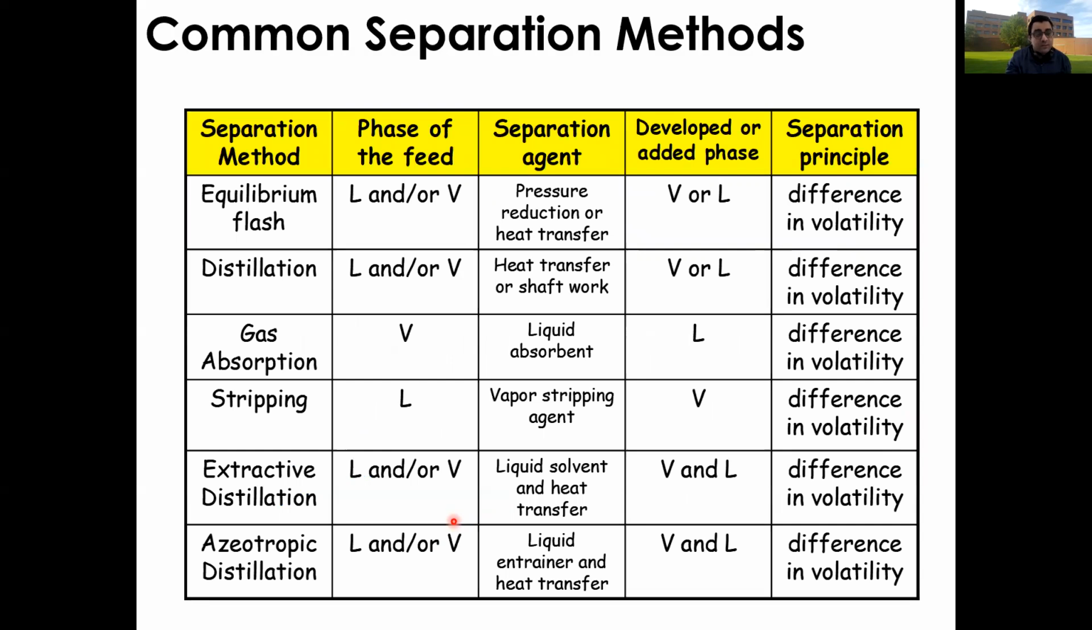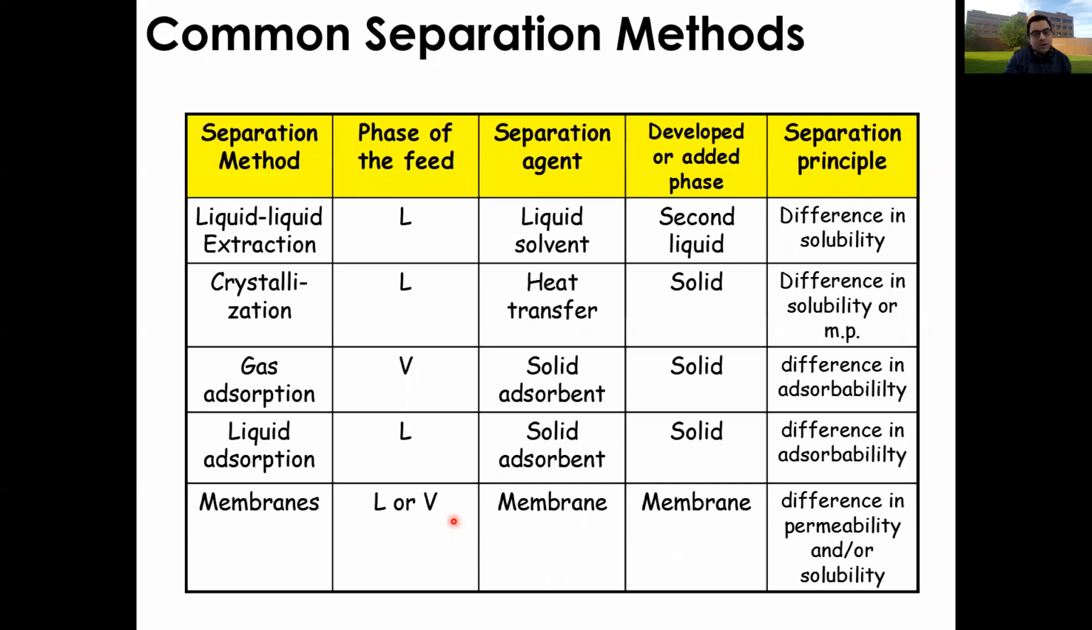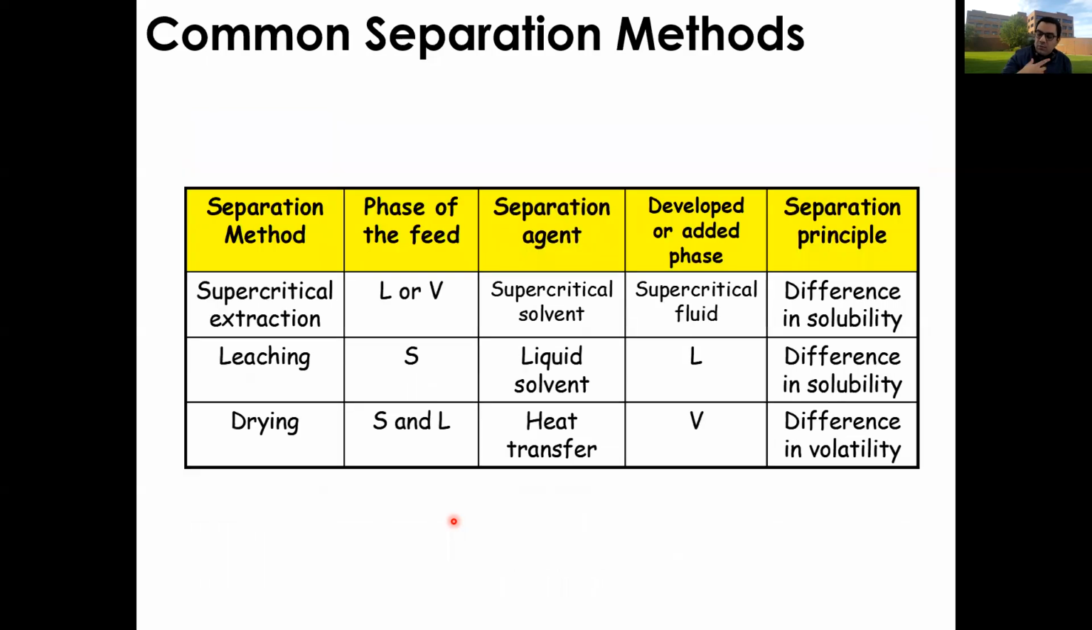Read the slide, get comfortable with it, use Wikipedia to find out. If you're not sure about what it means, you want to have a look at what one of these units look like, use Google to find out. Flash columns, distillation columns, absorption, stripping, extractive distillation, azeotropic distillation, liquid extraction, crystallization, gas absorption, liquid absorption, adsorption membranes, all types of things, supercritical extraction, leaching, drying, many different ways to achieve this.